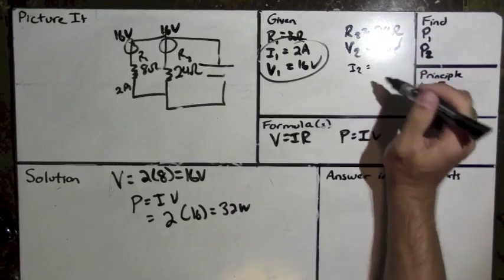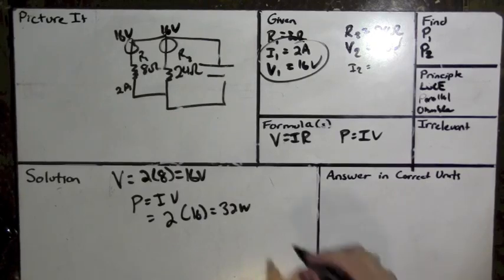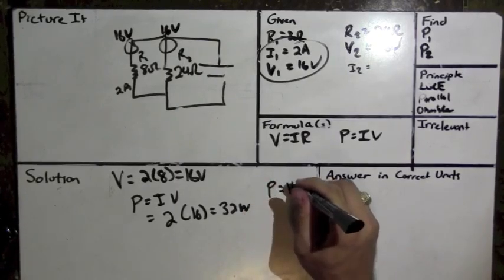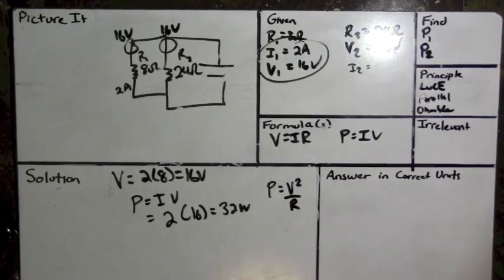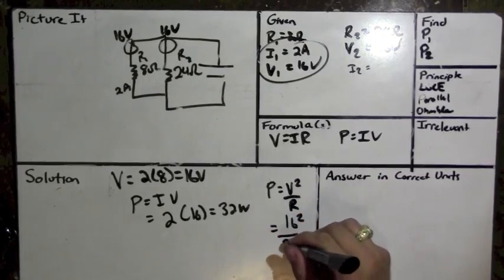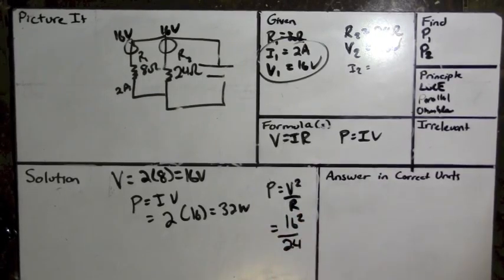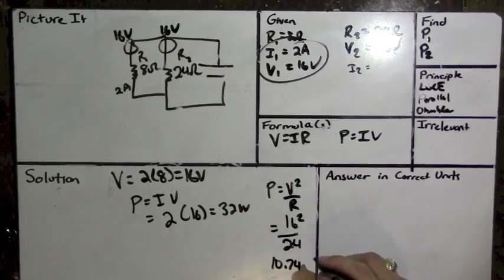I could solve for the current using Ohm's law and then plug it in, which a lot of you are comfortable with, and you could, of course, do that. But I'm going to use my other power equation, which is P equals V squared over R. So I look at my equation: 16 squared divided by 24. When you do that, you get something like 10.74 watts.